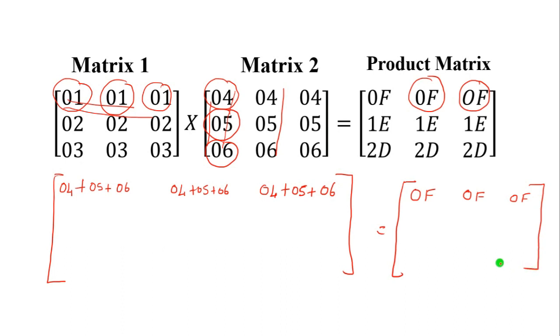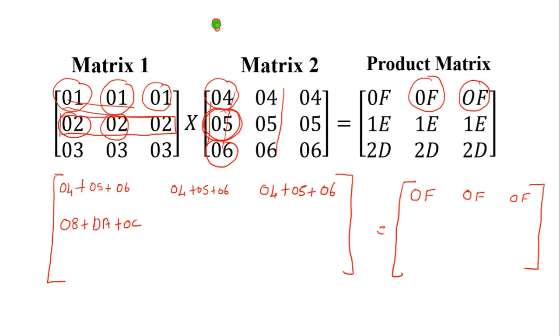Okay, clear? What is the next step? Next, we are going to move into the second row of the first matrix. The second row of the first matrix is to be multiplied with the first column, second column and third column of the second matrix. What is the value? First, the 02 is to be multiplied with this 04. The value becomes 08. What is the next one? This 02 is to be multiplied with this 05. The value becomes 10. That is 0A. Okay. Next, this 02 is to be multiplied with this 06. Okay, that value becomes 12. 12 is equal to 0C.